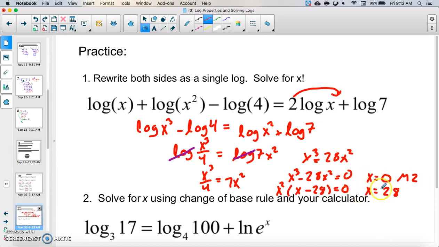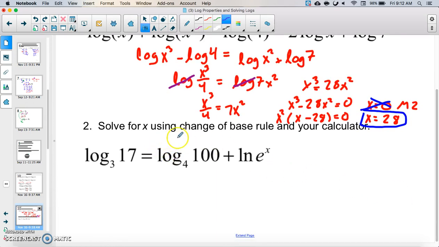Once again, we've got 2 answers. We should go back and check to make sure they work. So if I'm checking it, if we plug in the 0, log of 0, can you take a log of 0? No, there's an asymptote there. So right away, 0 is not going to work. And to save time, I'm going to let you know that 28 does work. 28 is good.